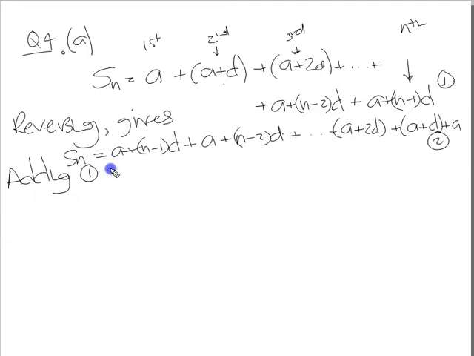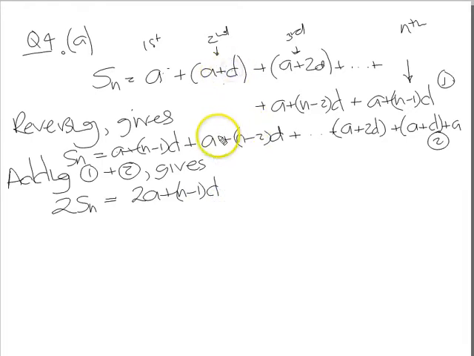Adding these two together then. What do we get? 1 plus 2 gives, well, on the left you add the two things here: 2Sn. And on the right you're going to add this first term to the last term. First and the last, A plus A plus n minus 1D is just simply 2A plus n minus 1D. See that? Then we add the second term to the second from last. The A plus A gives 2A. And then the D plus n minus 2Ds, add another D is n minus 1D. Agreed?